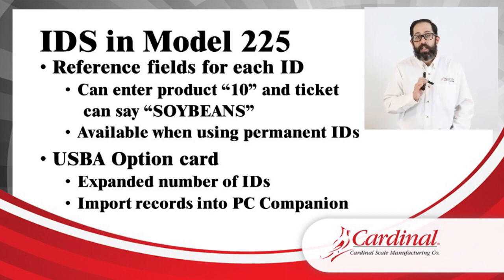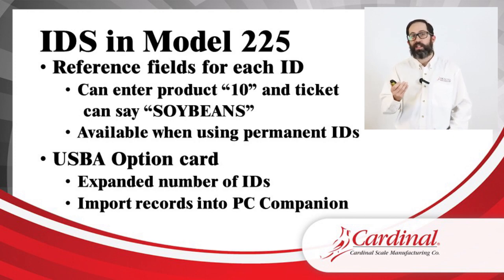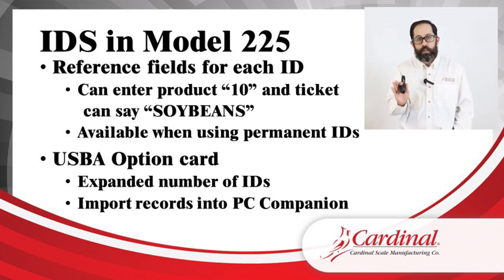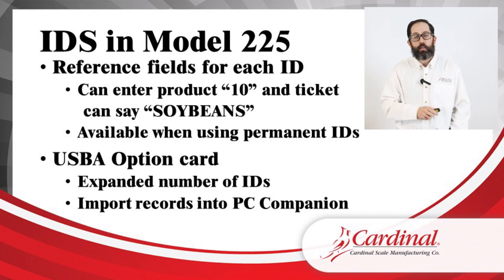We can punch in the product number 10, but then on the weight ticket, it'll actually say number 10, but then it can also say soybeans. So something that may need to be entered easier, but then on the ticket, it will show something that's more human readable, that makes more sense to somebody that may not know what that product number is. And that is a feature that is available only using permanent IDs. So with temporary IDs, it's limited on what we have stored. It's usually just the primary ID, which in many cases is the truck, and then the stored weight associated with that. With the permanent IDs, we have more information, in this case, like a reference field.